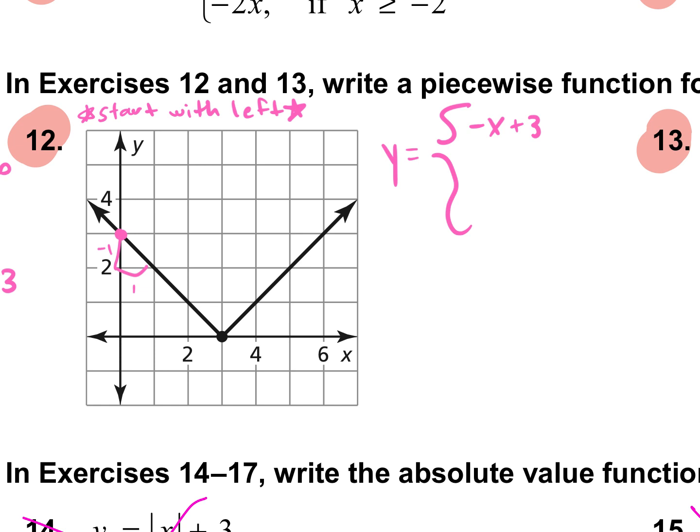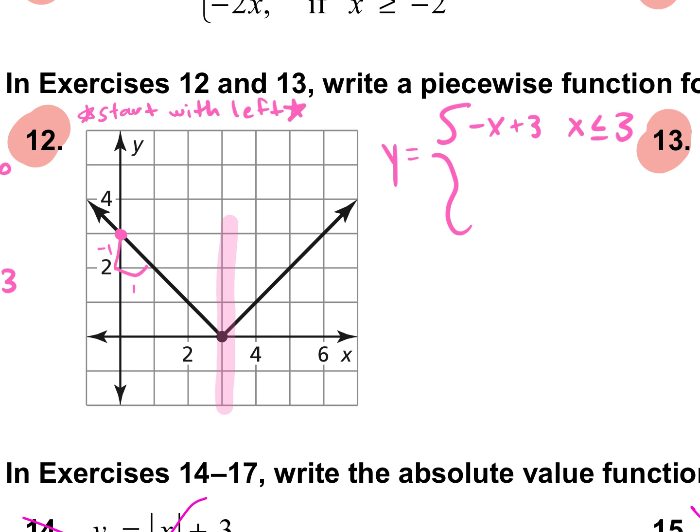Now I need to see if this piece stops here. What x value does this piece stop at? 3. So I would say x is what? Less than or equal to 3. Perfect. Because we're looking at the x values to decide where our graph stops. So it stops at 3.